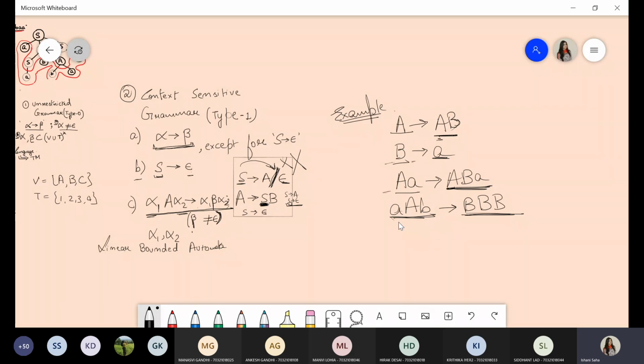So this is possible. Just you have to make sure that the right hand side symbols should be more than the left hand side symbols. That is the major restriction that we have for your context sensitive grammar.